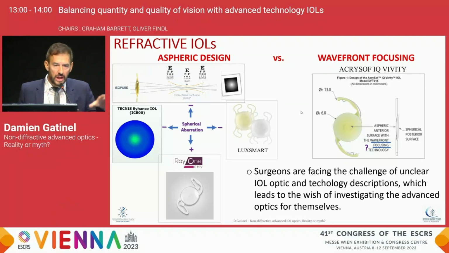Now there are true non-diffractive IOLs on the left, which are the ISOPure, the Technis, the Luxsmart from BVI, and the Rayner, which is different from all the others I cited because this is so far the only monofocal plus which uses a positive spherical aberration mechanism, as was highlighted by Graham in the lecture. And so we are maybe more familiar with how it works.